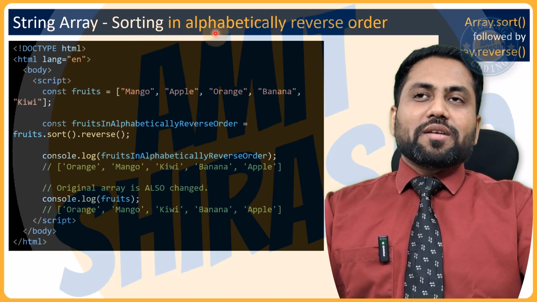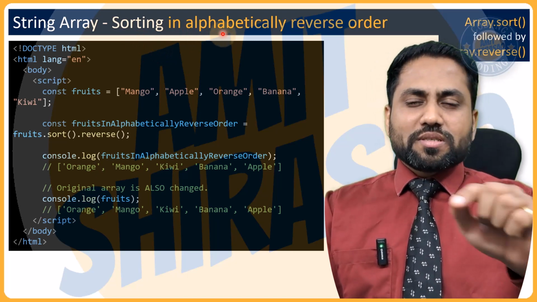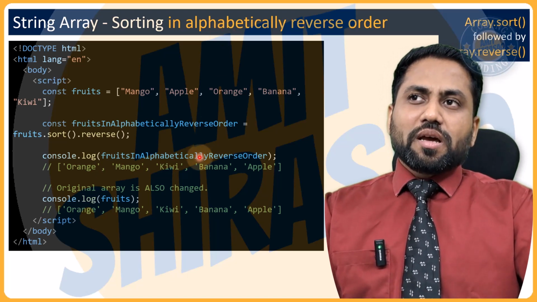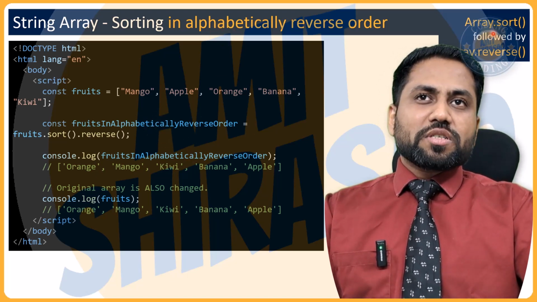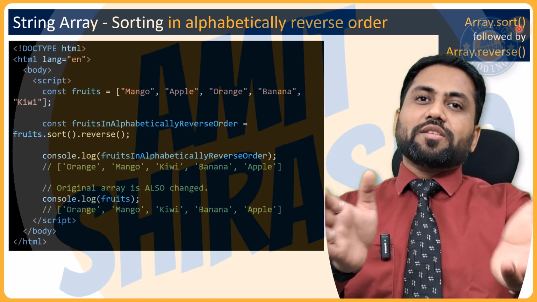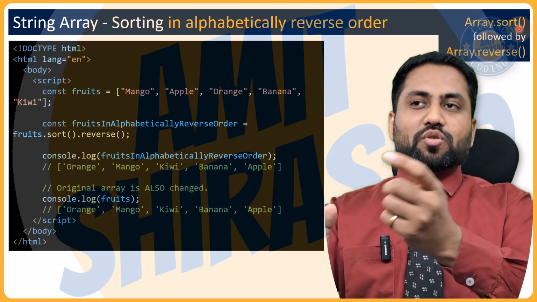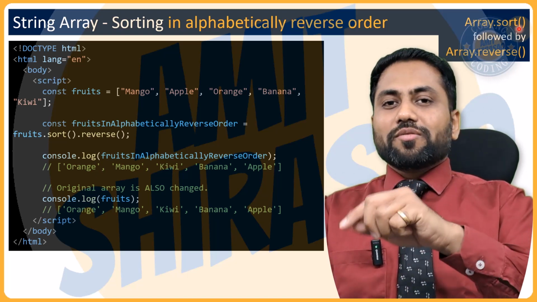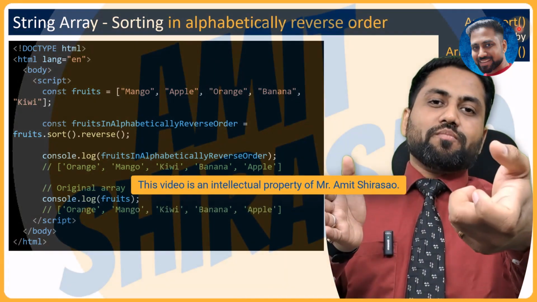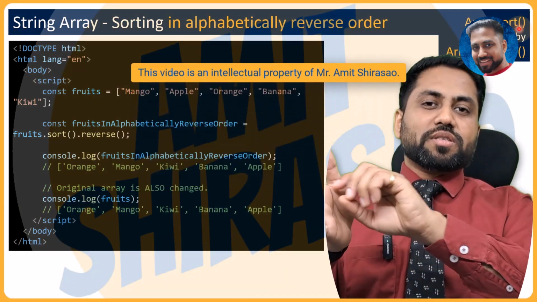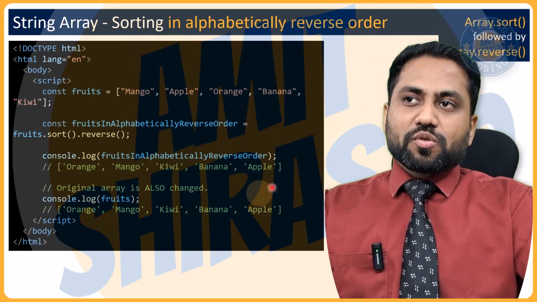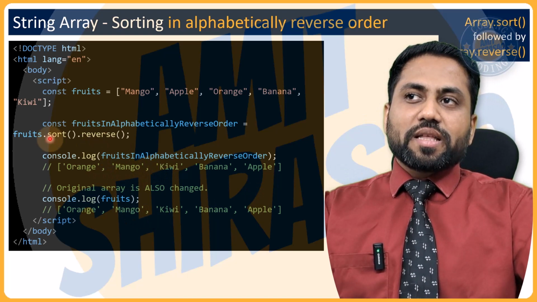Now, sorting in alphabetically reverse order. So how will you do this? This is an interview question. This can be a very nice interview question. So the way to do it is, you first use array.sort. Okay, so it will be alphabetically sorted, and then you say array.reverse. So reverse does not mean that sort it alphabetically in a reverse order. No, reverse only means that whatever is the array, make the last element the first element, make the first element the last element, and so on and so forth. So just reverse it. So first you have to sort it alphabetically, and then you have to reverse it.